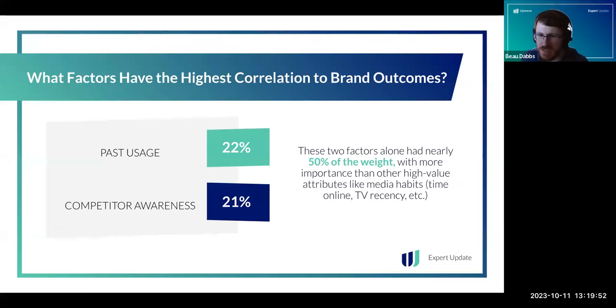Yeah, so after this analysis, we found that past usage and competitor awareness combined had nearly 50% of feature importance, meaning they were used to determine more than 50% of the split data, which we actually found to be quite large.